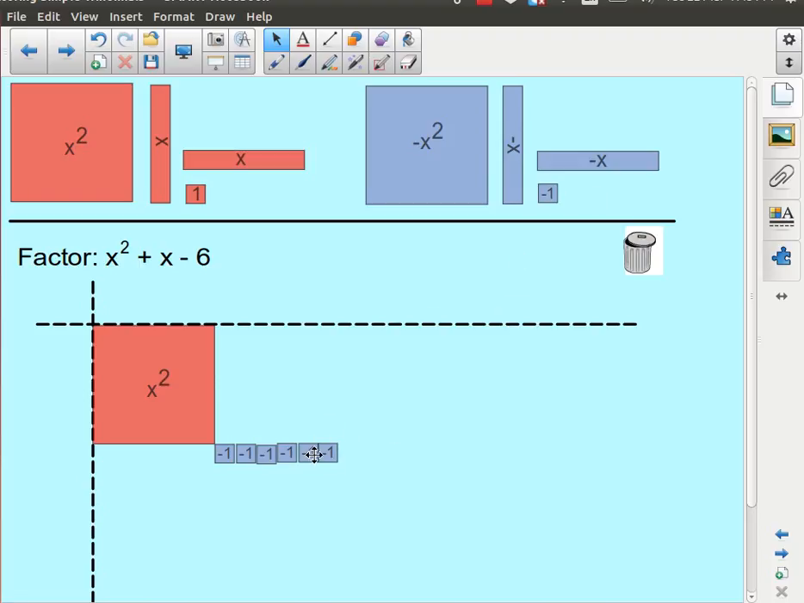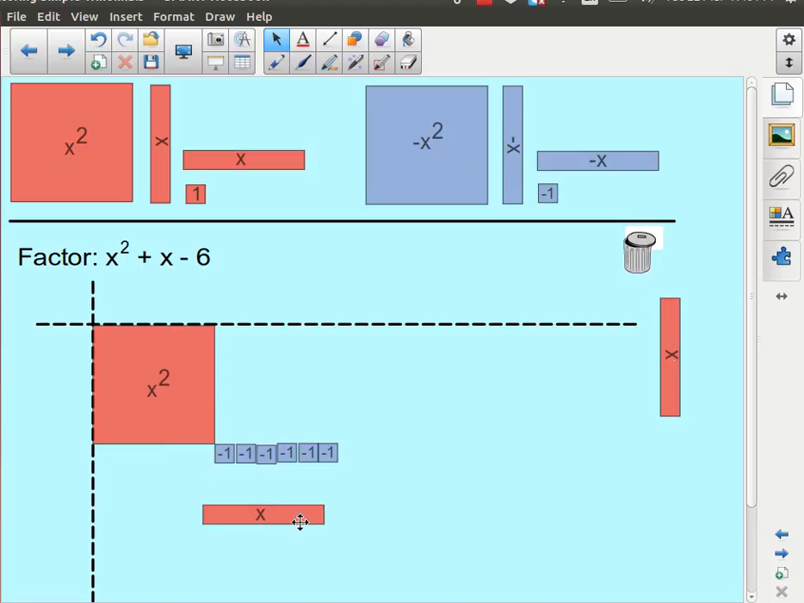Here's one way I could do it: just 1, 2, 3, 4, 5, 6, or in this case negative 6. Now what can I do with my plus x to do that? Well, obviously I could put a plus x there. That doesn't make a rectangle. I could put a plus x here. That also doesn't make a rectangle.